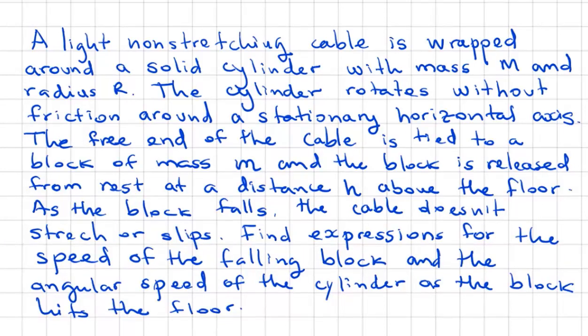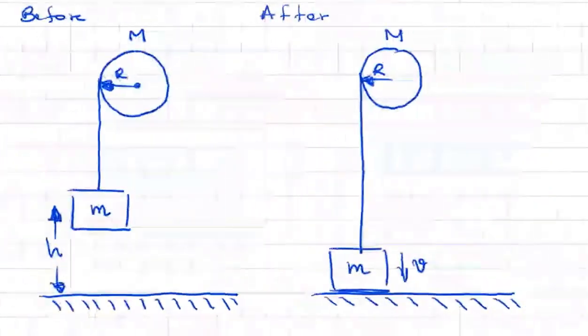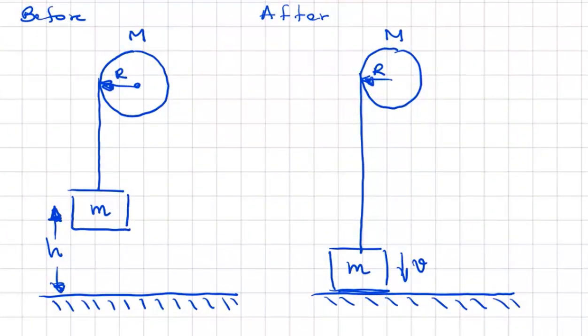As the block falls, the cable doesn't stretch or slip. Find expressions for the speed of the falling block and the angular speed of the cylinder as the block hits the floor. Well, we have the illustration on this page, and this is the situation before, and this is the situation after.